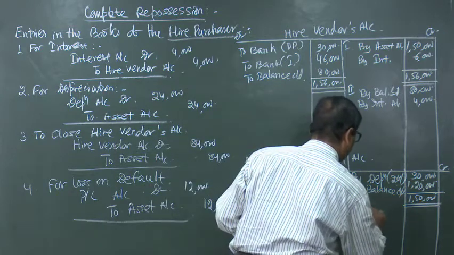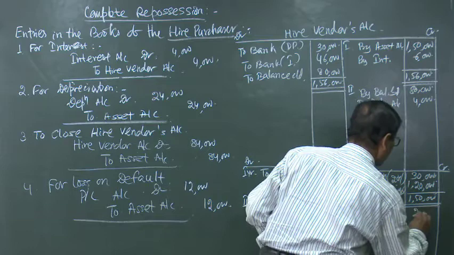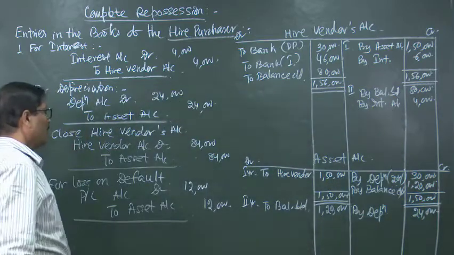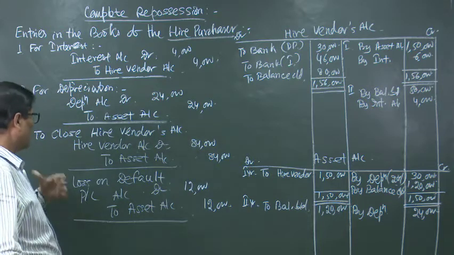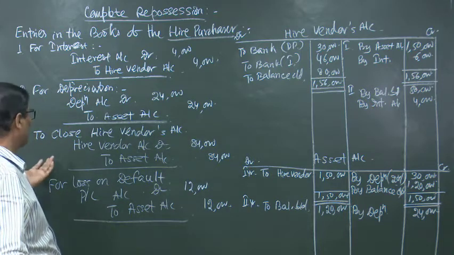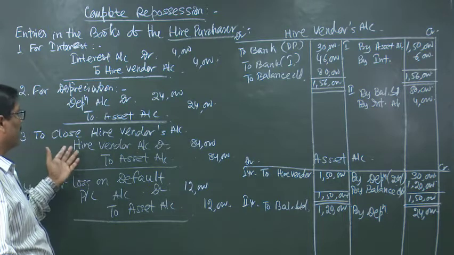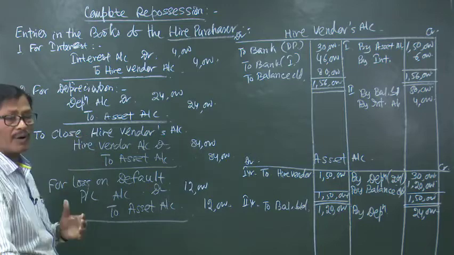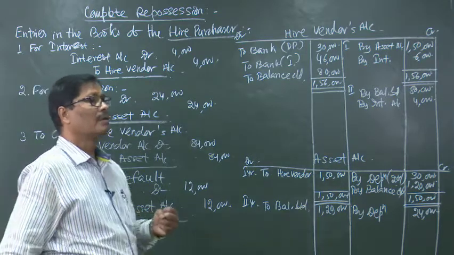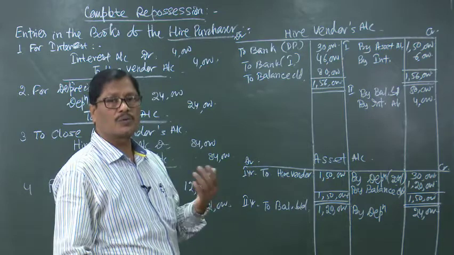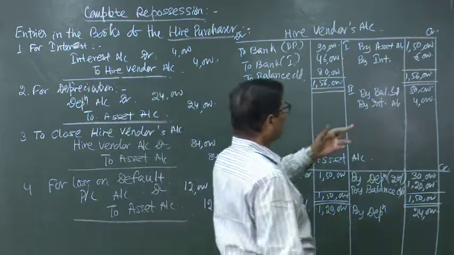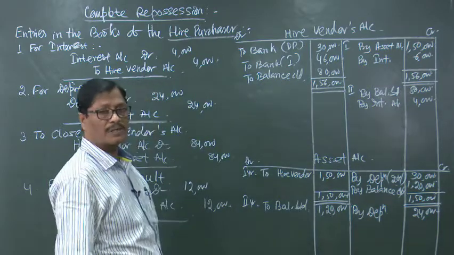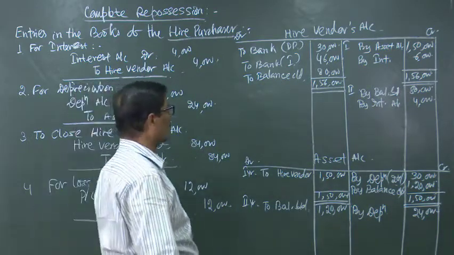By depreciation 24,000. We have passed the usual two entries. Now, on the defaulting date, that is on 31st December of the second year, he is taking away the goods. So, the entry will be hire vendor account debited to asset account. With what amount? With the amount standing as a balance due to hire vendor. What is the amount standing? 84,000. 80,000 towards the principal and 4,000 towards the current year's interest, total 84,000.